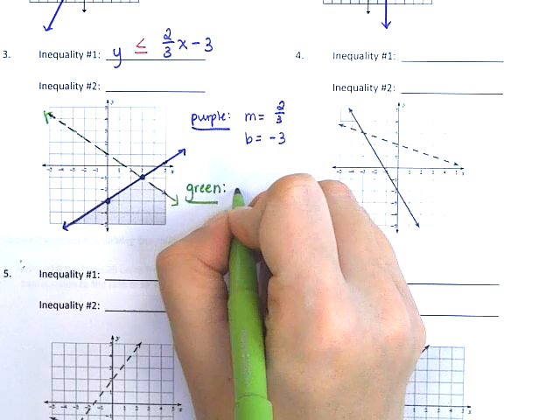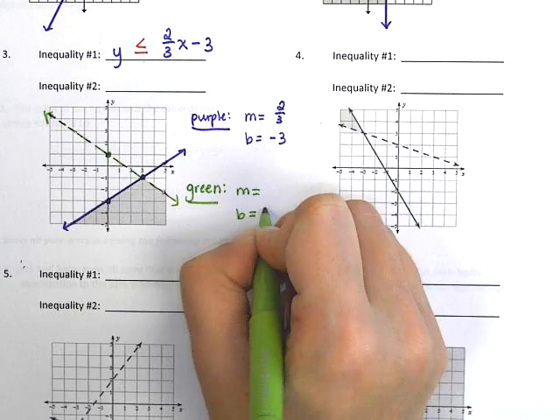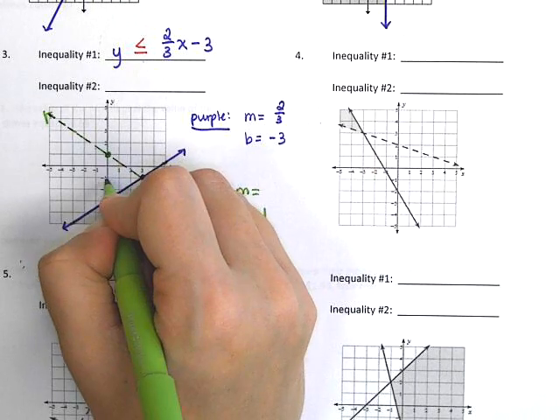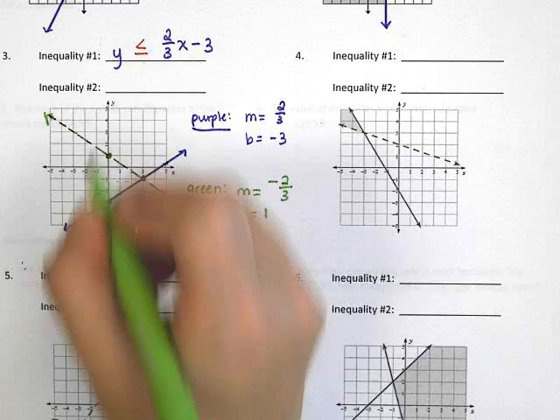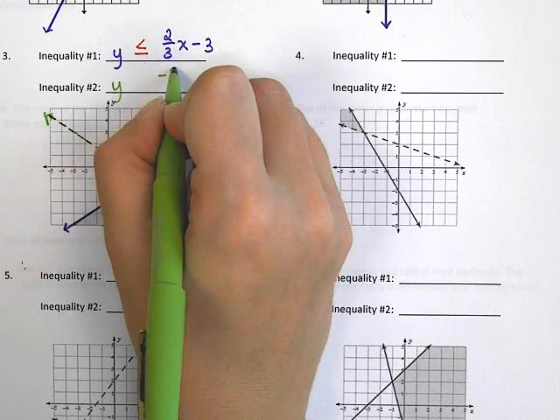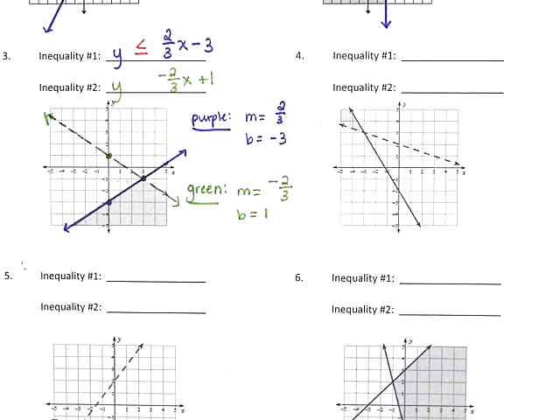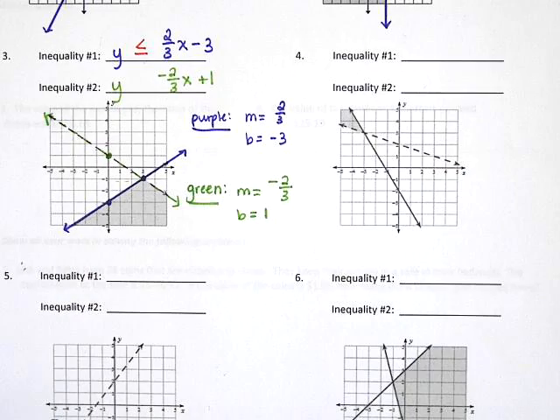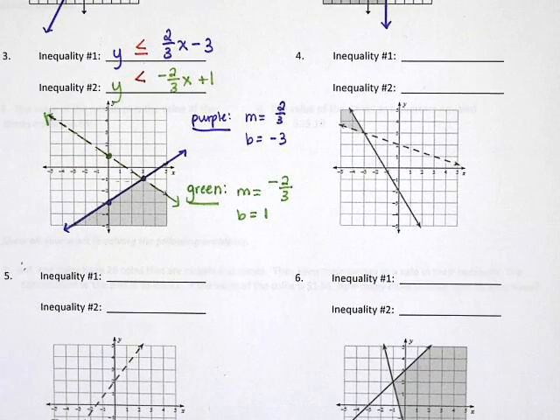The y-intercept and the slope of this line, the y-intercept is 1. The slope would be down 2, right 1, so -2/3. I'm going to put the y and then a space, and then -2/3x plus 1. Now the shaded part of the graph is below this line, and it's not solid, so I would leave it as just a less than, and I'm done.